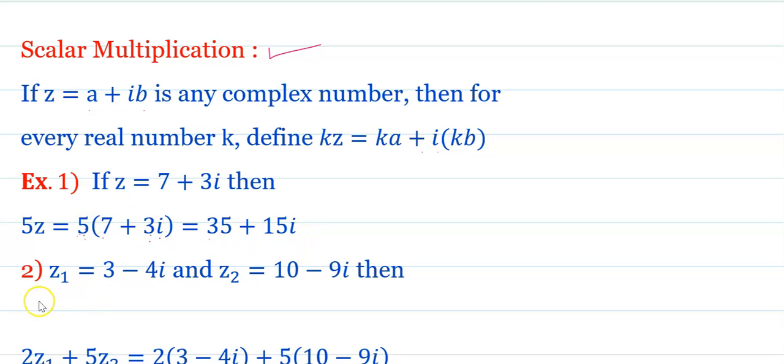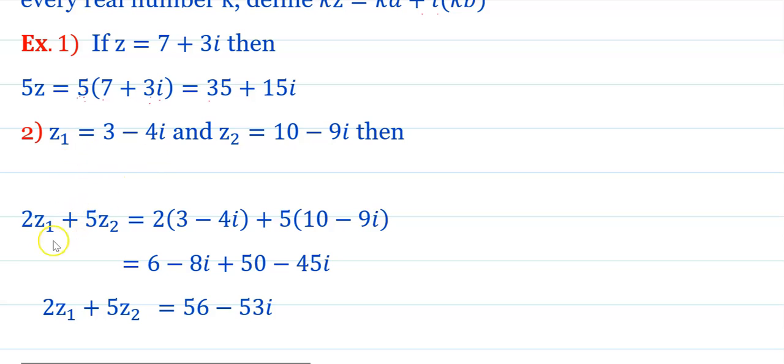Okay. Next, Z1 is equal to 3 minus 4i and Z2 is equal to 10 minus 9i. Then what is it? मग त्याने एक एक्सप्रेशन दिले. What is that? 2Z1 plus 5Z2. No problem. 2 times Z1, इथे Z1 घेतलेला आहे, plus 5 times Z2, इथे Z2 घेतलेला आहे. Simple multiplication, 2 into 3, 6, 2 into minus 4, that is minus 8, 5 into 10, 50, 5 into minus 9, minus 45i. Normal addition, real parts addition करा, 6 plus 50, 56, minus 8 minus 45, you will get minus 53i in this way.